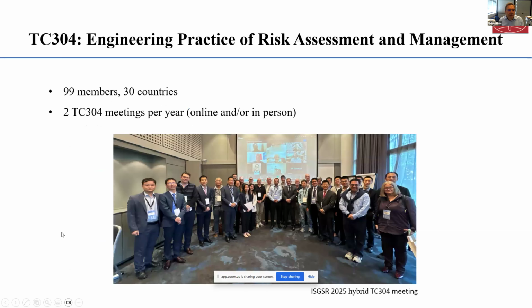TC304 has 99 members from around 30 countries. We normally have two technical meetings per year, either online, in person, or maybe hybrid. So this is the hybrid meeting we had in Oslo at ISGSR about a month ago.